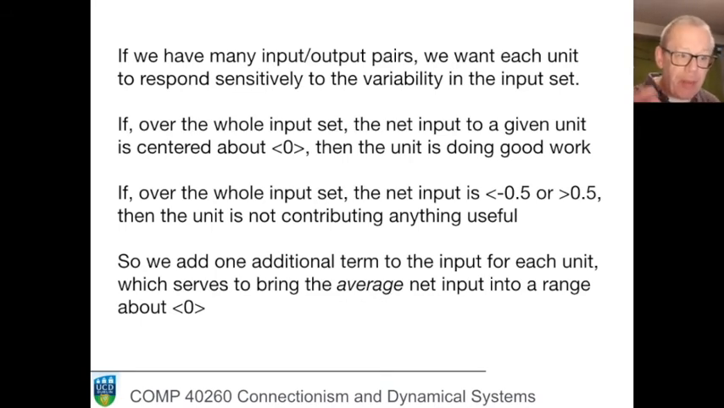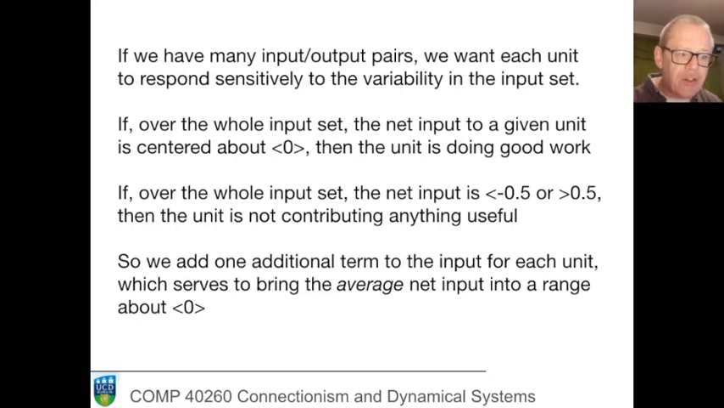Now, assuming we have very many input-output pairs, in our toy example we only had 5, but typically we might have hundreds, thousands, hundreds of thousands, millions. If we have very many input-output pairs, ideally our unit is going to be doing some work for us in the network. And so we would like it to respond sensitively to the variability that exists in the input set.